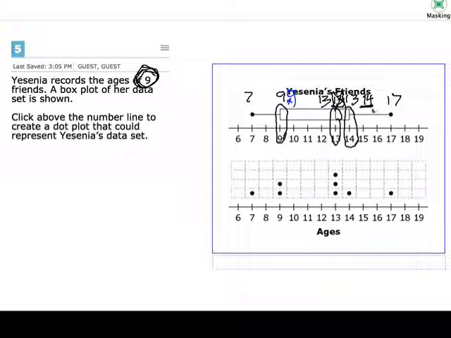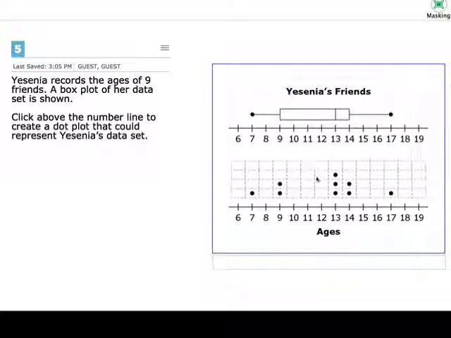And if I do the same thing here, if I just add another 14 right here, what would that do? Now my middle number is right here between these two. And what's right between 14 and 14? Well, 14. And that's what it has to be. So here we go. Now would these numbers give me this box plot? Absolutely they would.